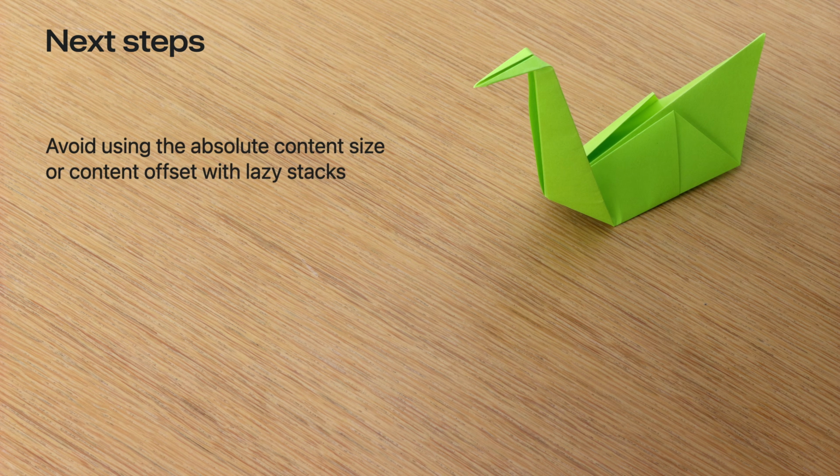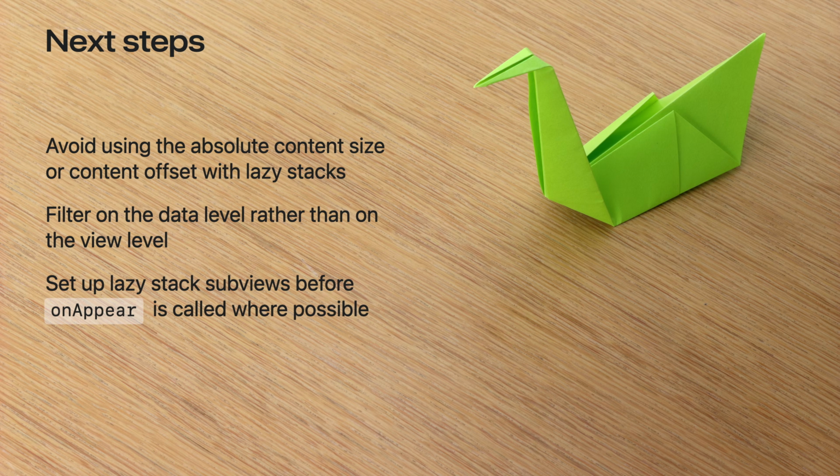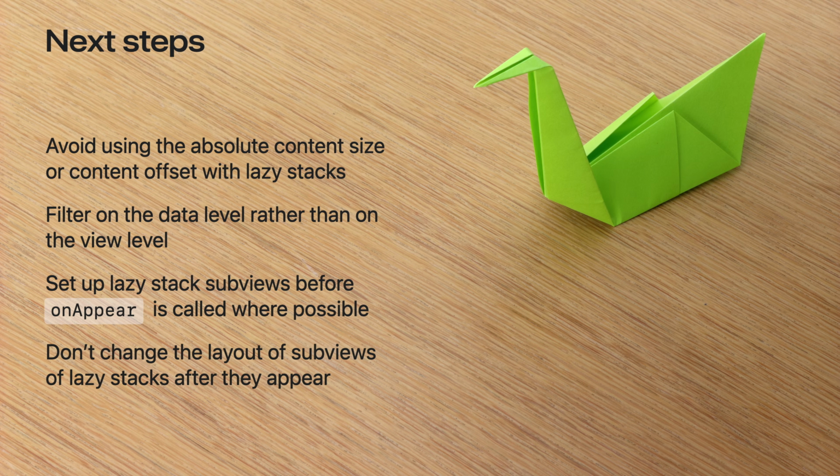For example, avoid using the absolute content size or content offset with LazyStacks, since these are estimated and unstable. Avoid using conditional view content in leaf views to filter out data, as that can cause SwiftUI views to stay alive longer than expected. Set up your LazyStacks subviews before onAppear's scope where possible, to ensure prefetching works best. And don't change the layout of subviews of LazyStacks after they appear, as that can push the LazyStack out of the targeted scroll position.